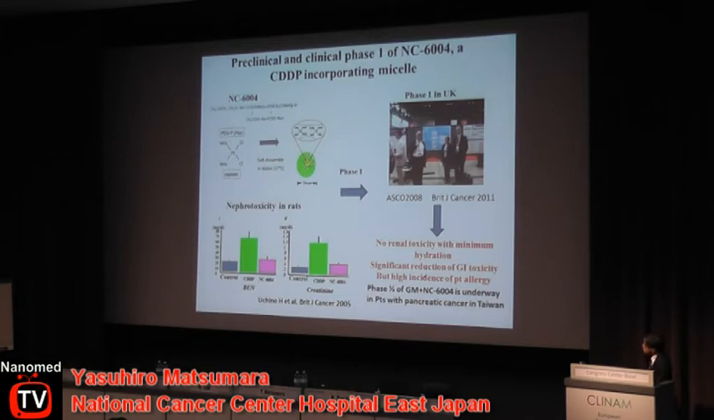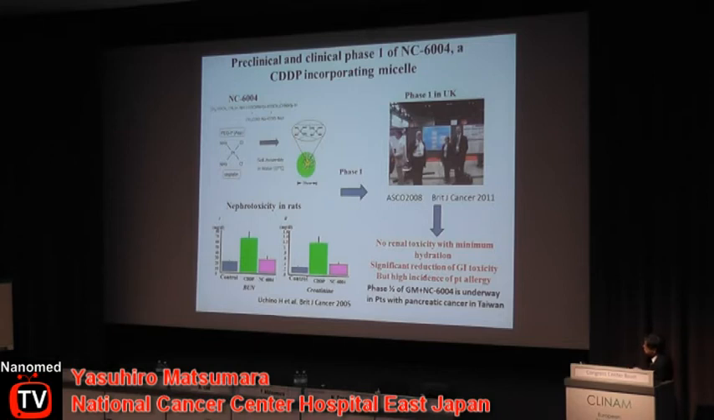The first subject is NC604, cisplatin incorporating micelle. NC604 consists of polyethylene glycol and the coordinate complex of polyglutamate and cisplatin. The particle size is about 20 nanometers in diameter.